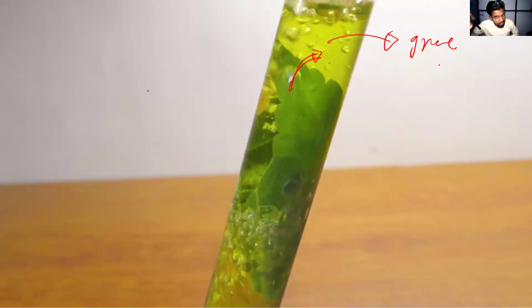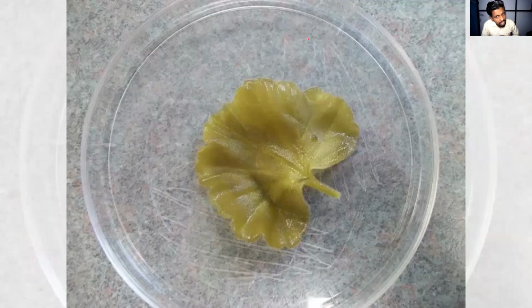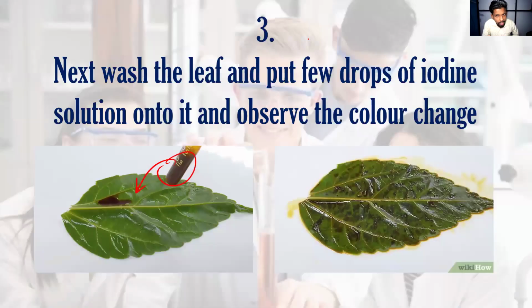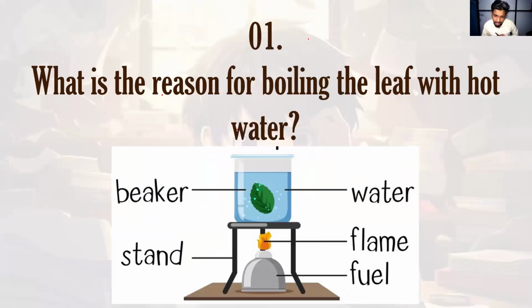color. Why does the alcohol turn green? Because the chlorophyll in the leaf has been dissolved here. All the chlorophyll, all the green color pigment, has dissolved in the alcohol. So, what is the reason for dissolving the chlorophyll in alcohol? Here, the reason is this one.